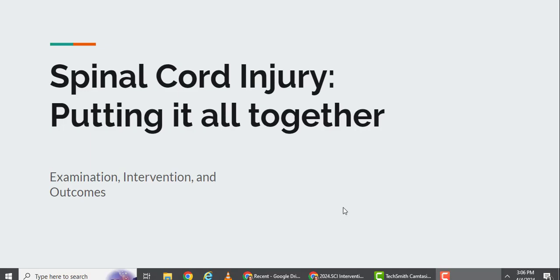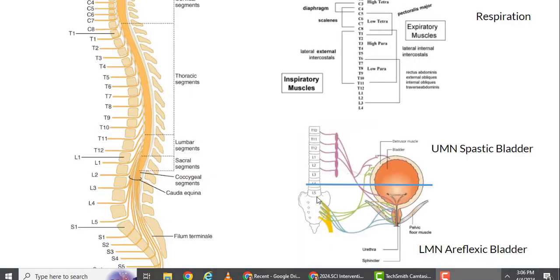Okay, so now I'd like to take some time to pull everything together that we've been looking at so that hopefully it will make sense to you based on an examination and intervention and looking at possible outcomes for your patients. So I think we've talked a whole lot about levels, and you should have a pretty good understanding about levels of spinal cord injury and how that affects both respiration and the bladder.